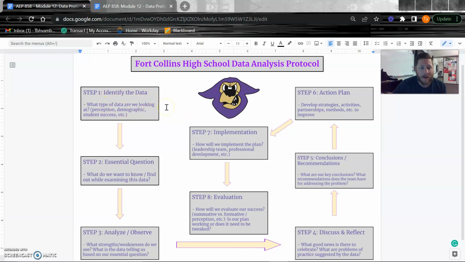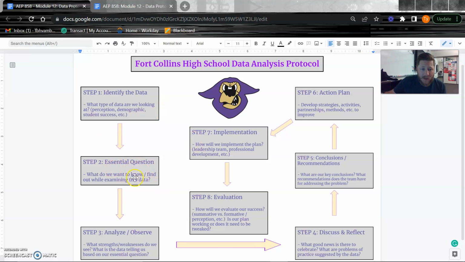Step one, we're going to identify the data. What type of data are we looking at? Is it perception data? Is it demographic data? Are we looking at student success? Are we looking at attendance data? So always a good starting point to get your bearings, get an idea of what kind of data we're looking at.